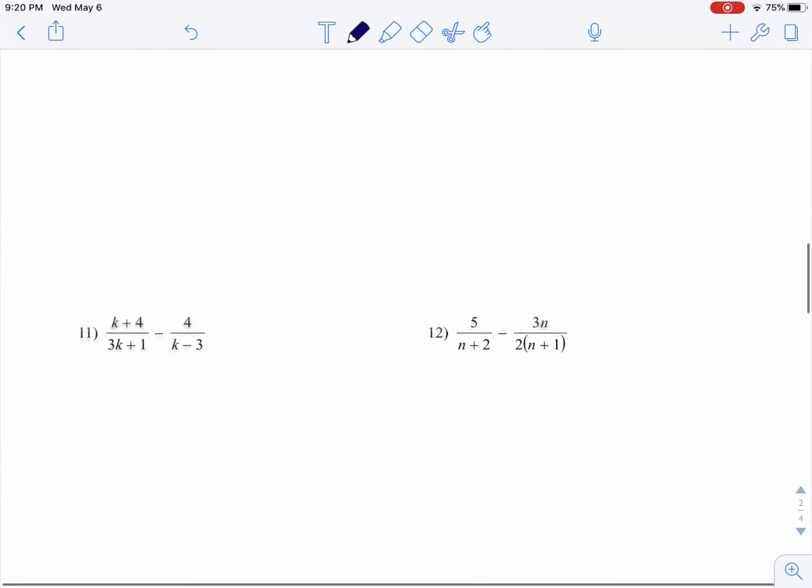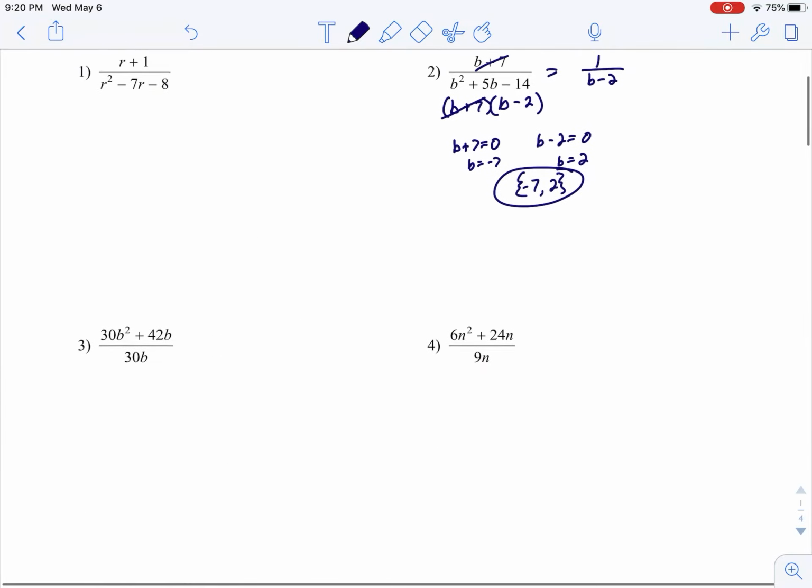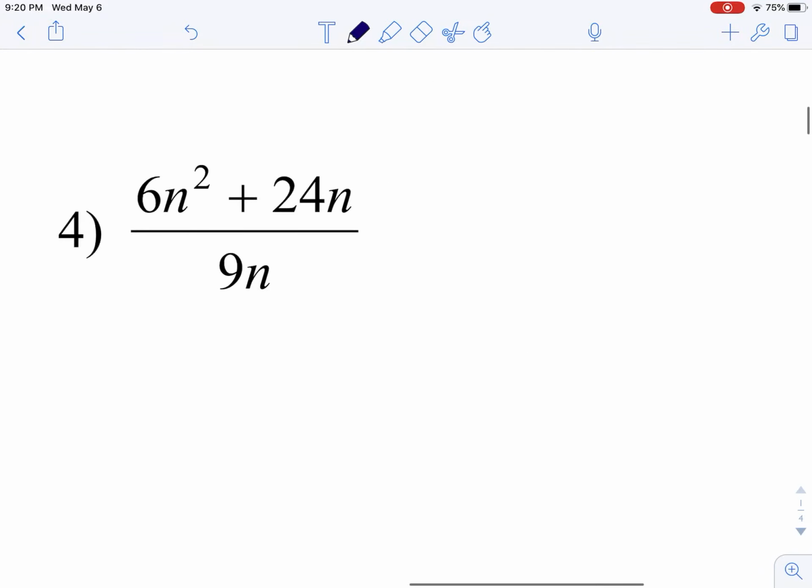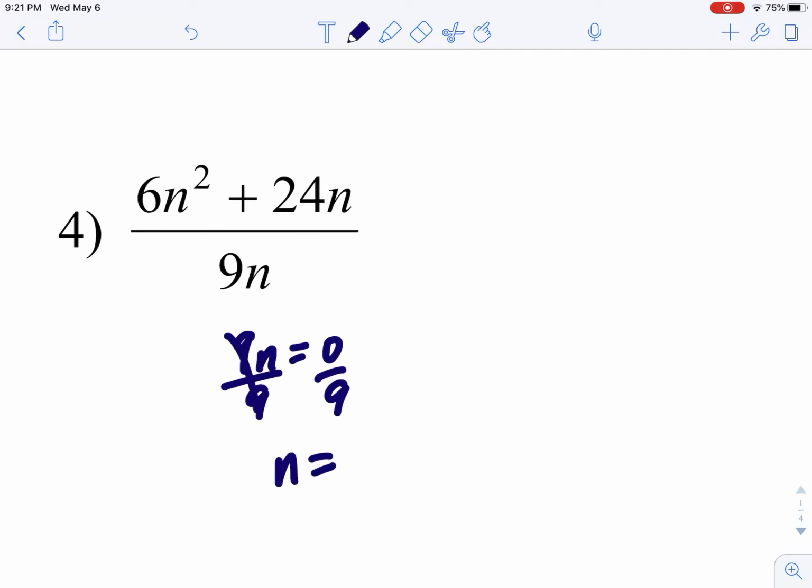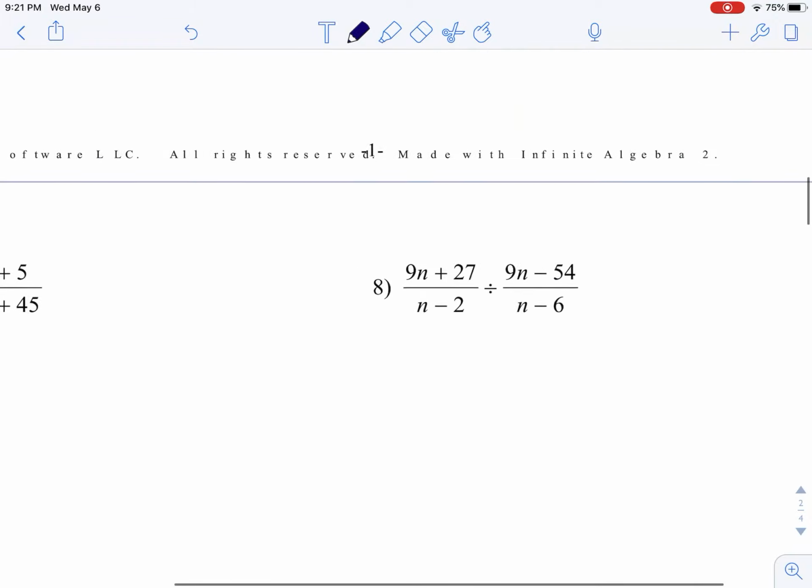Okay, number 4. Number 4 won't factor. It is just a monomial. So you simply set it equal to 0 and solve it. Of course, 0 divided by 9, 0 divided by anything is 0. So the only excluded value is 0.